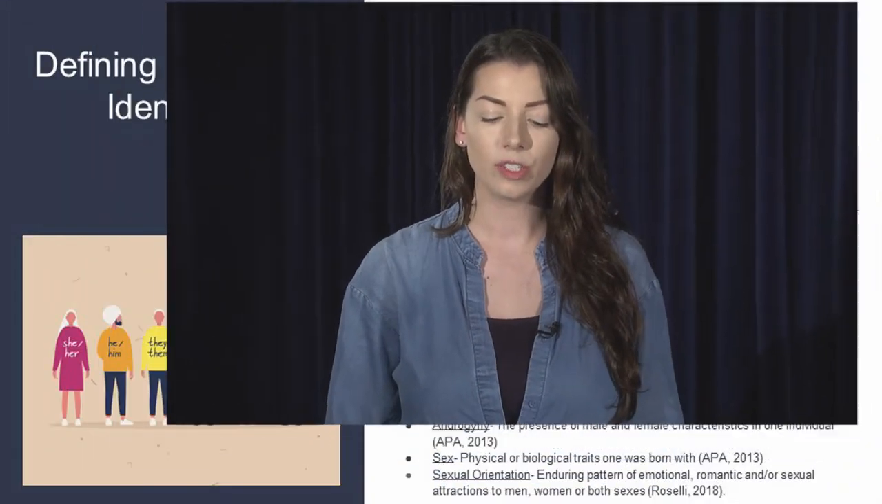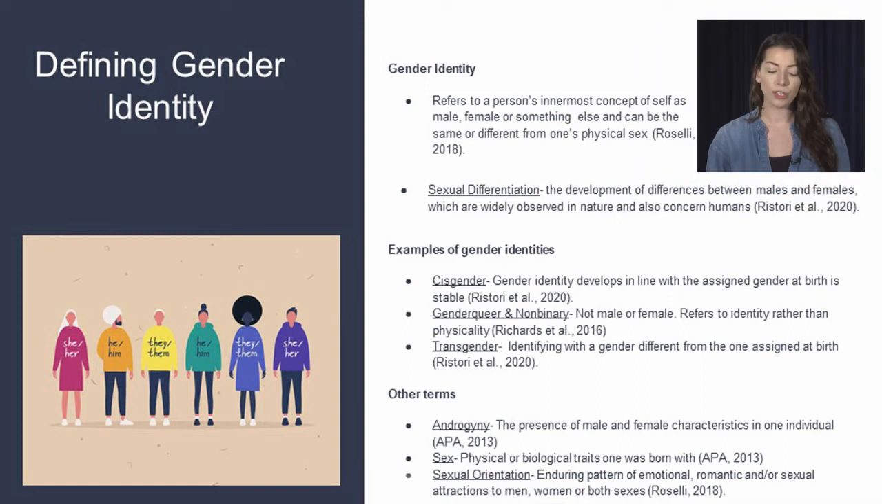The first thing we want to do is define gender identity. Gender identity refers to a person's innermost concept of self as male, female, or something else, and can be the same or different from one's physical sex. Another term we'll talk about later is sexual differentiation, which is the development of differences between males and females, which are widely observed in nature and also concern humans.